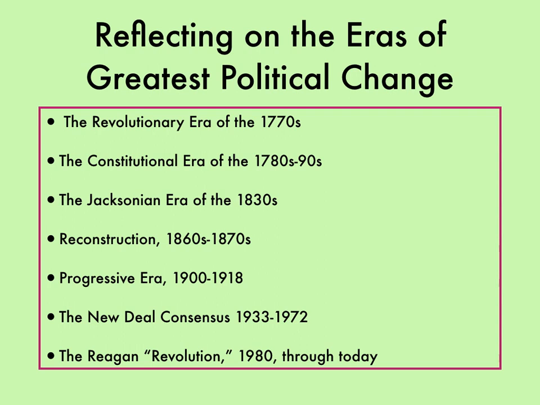The Progressive era of 1900 to 1918 birthed the notion that government could be a good manager of the nation. The New Deal consensus from 1933 to 1972 saw the federal government become actively involved in the economy in order to provide security for the most vulnerable Americans. And the Reagan Revolution of 1980 through today has been trying to eradicate all of the victories of New Deal liberalism.